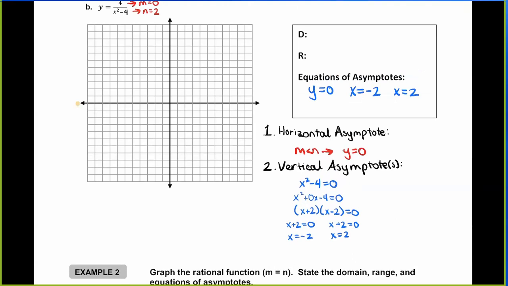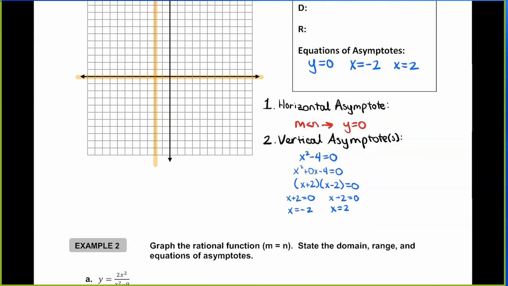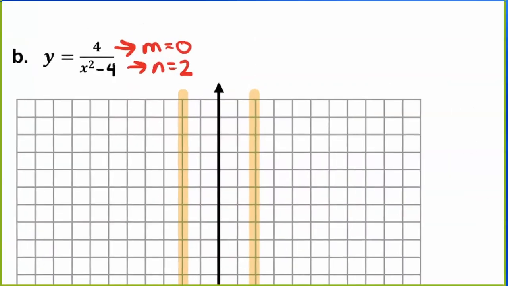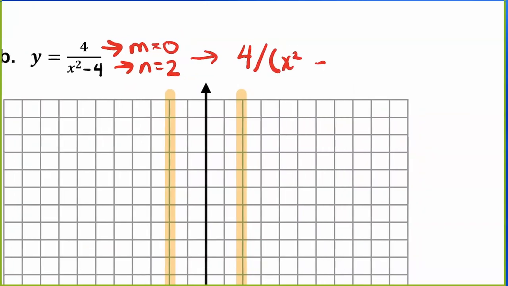So we have an asymptote at y equals 0. We have an asymptote at x equals negative 2, and we have an asymptote at x equals positive 2. So our points, again, go to your graphing calculator. When you type this in, you're going to want to type this in as 4 divided by parenthesis x squared minus 4 close parenthesis.